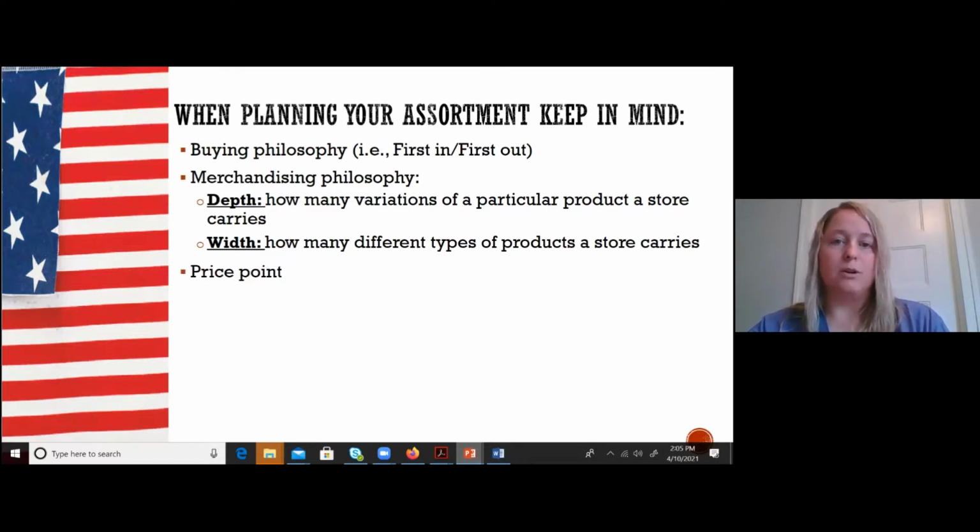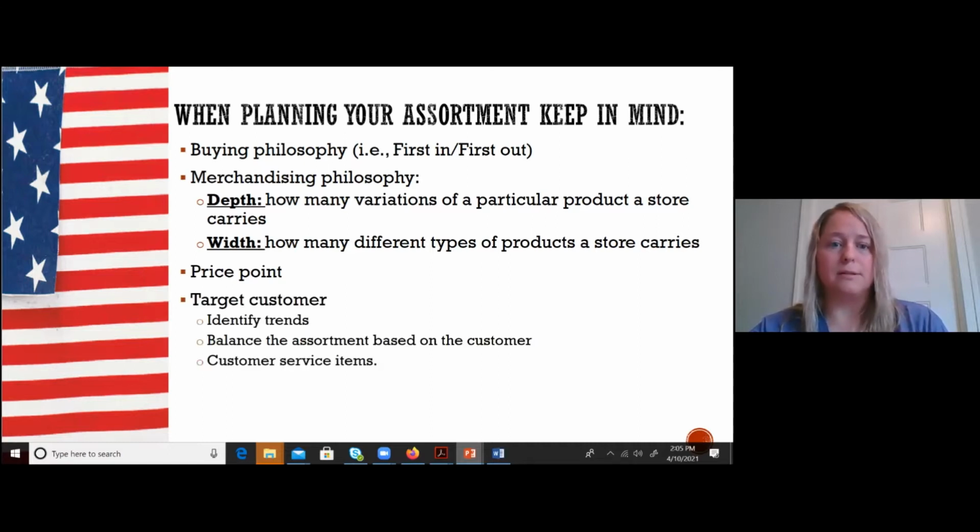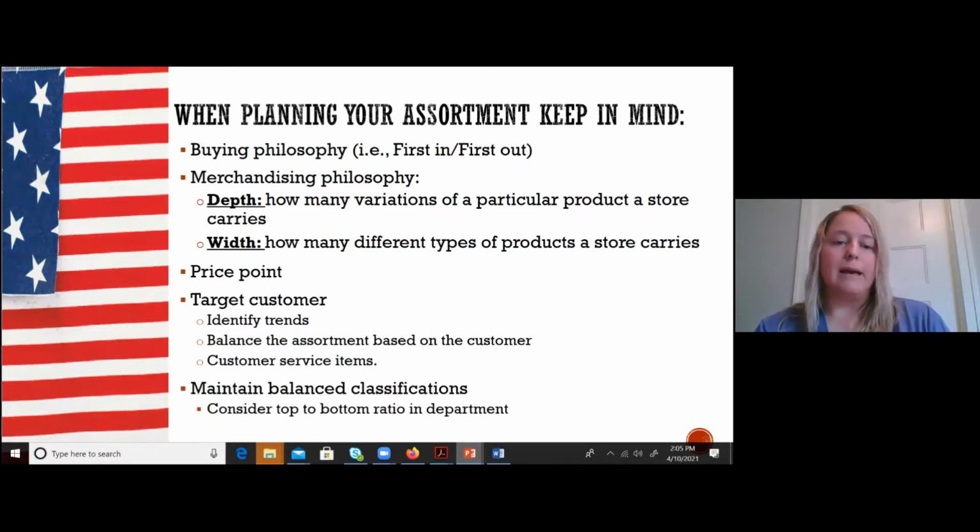You also want to consider your price point. So you want to have a variety of different price points that all fit your target customer. And then you also want to identify the trends that your customer is looking for. You want to balance your assortment with basic fashion and those staple needs for your customer, and then also consider customer service items and maintain a balanced classification. So you want to make sure that you have mix and match items. So you have a similar amount of tops versus bottoms, so your customers can buy a full outfit when they're shopping in your department.